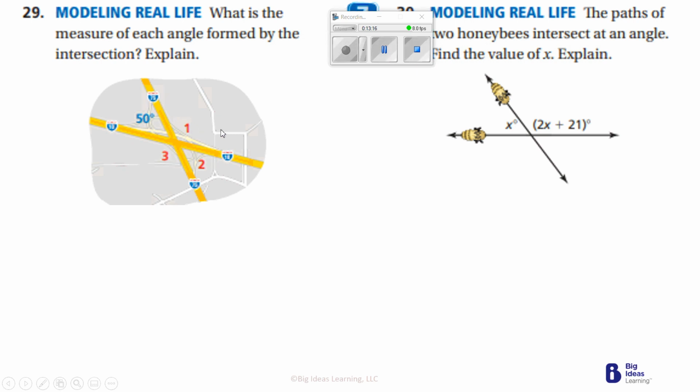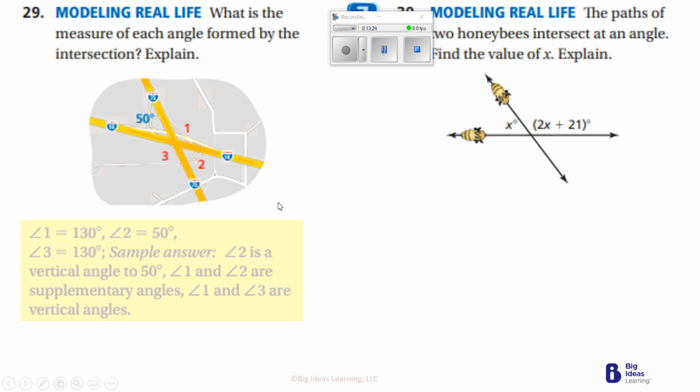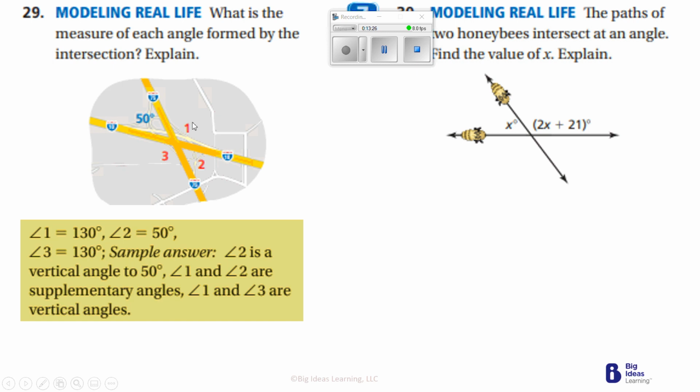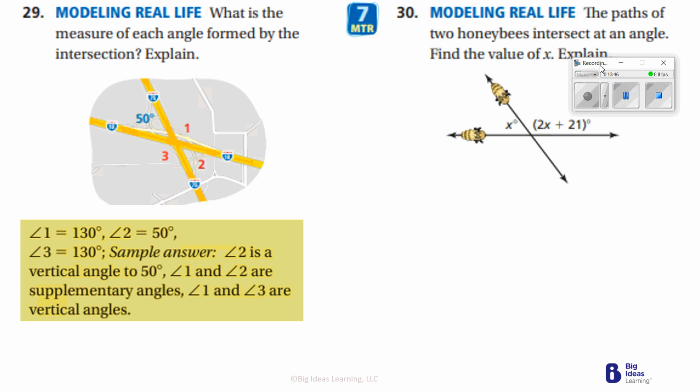So 1 is 130, 2 is 50, and if 1 is 130, well, it's vertical to 3, so 3 must be 130 as well. So the measure of angle 1 is 130. The measure of angle 2 is 50. The measure of angle 3 is 130. Okay? Angle 2 is a vertical angle to 50. 1 and 2 are supplementary angles, and 1 and 3 are vertical angles, just like I discussed. All right, number 30 is yours to do, so I'm going on to number 31.